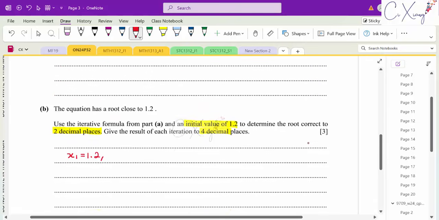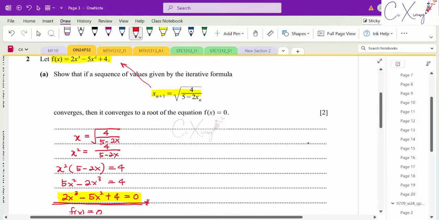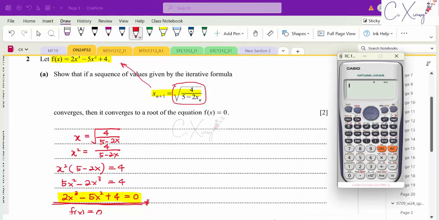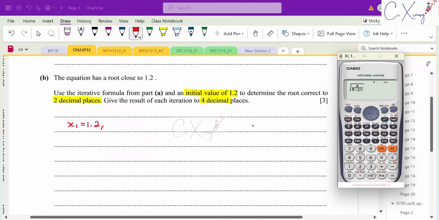Then of course we have to key in the iterative formula. To key it in, we key in the right hand side only. On the calculator, you should have a square root with a fraction inside. The number on top is 4, divided by 5 minus 2x. To key in the x, it should be alpha, close bracket.